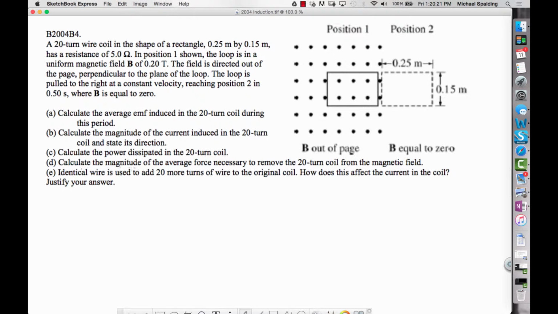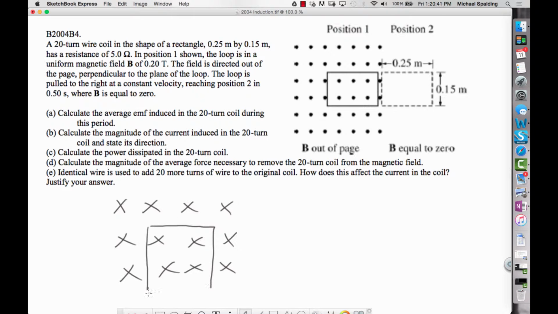Okay, so where are we? Calculate the magnitude of the average force necessary to remove the 20-turn coil from the magnetic field. So here's what I want to review with you. If you have a magnetic field, let's say I'm just going to draw in X's, with a wire in the magnetic field carrying current. We'll put a little resistor right there. So here we have magnetic field into the page and then current cruising around like this.